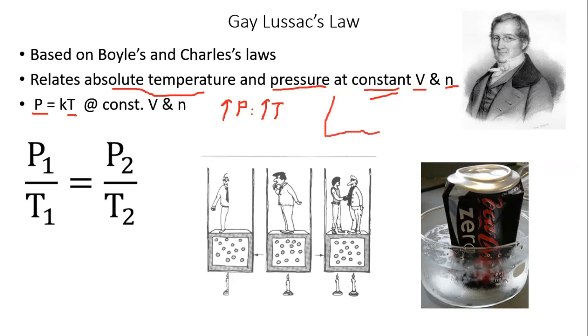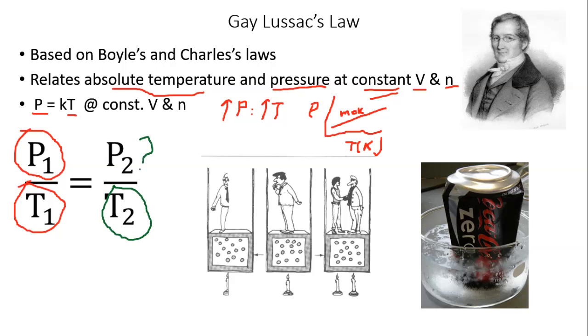Now, if we plot pressure versus temperature, and again, temperature needs to be in what unit? Kelvin, that's correct. We get a linear relationship. And again, the slope equals k. Now, if we know the pressure and temperature of the gas, and we change the temperature of the gas, we can calculate the new pressure using this equation here. Now, one thing you need to remember is that temperature needs to be in Kelvin. So make sure you convert to Kelvin first before you put it into this equation as well.